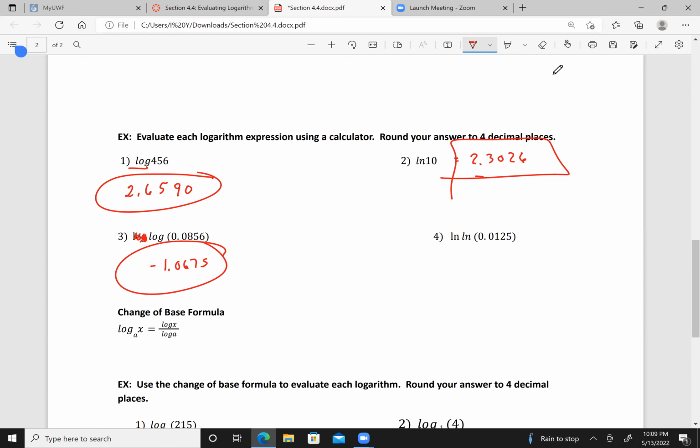I'm wondering if this wants me to do the log. I don't think so. I mean, you could technically do it. Log is 0.0125, and I get negative 4.3820. Just out of curiosity, let me try this. The log of negative 0.0125. Yeah, it gives you an error because you're taking a log of a negative and you can't do that.